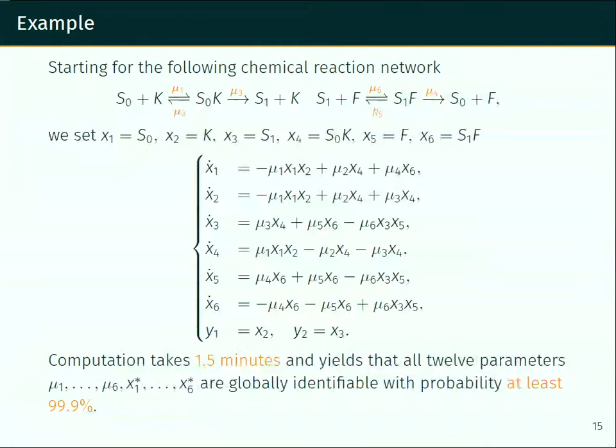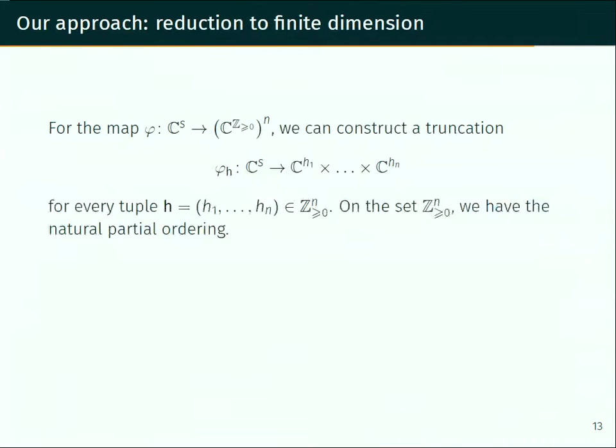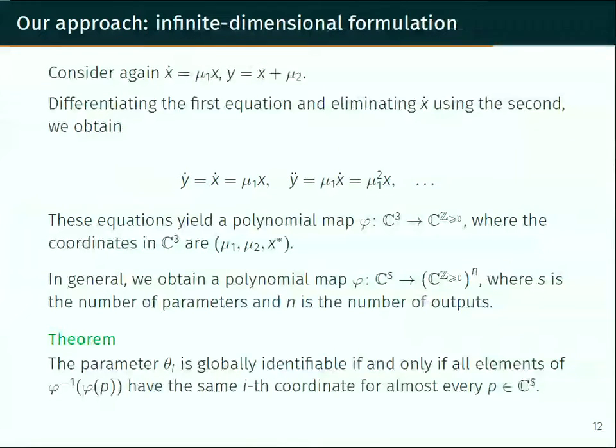Just to finish, this is an example, some chemical reaction, and it's reasonably large. If you set the probability 99.9%, the algorithm says that everything is globally identifiable in 1.5 minutes. And you cannot deal with this with Rosenfeld-Gröbner. It just will not finish. And this is I think the end of the talk. Thank you for your attention.